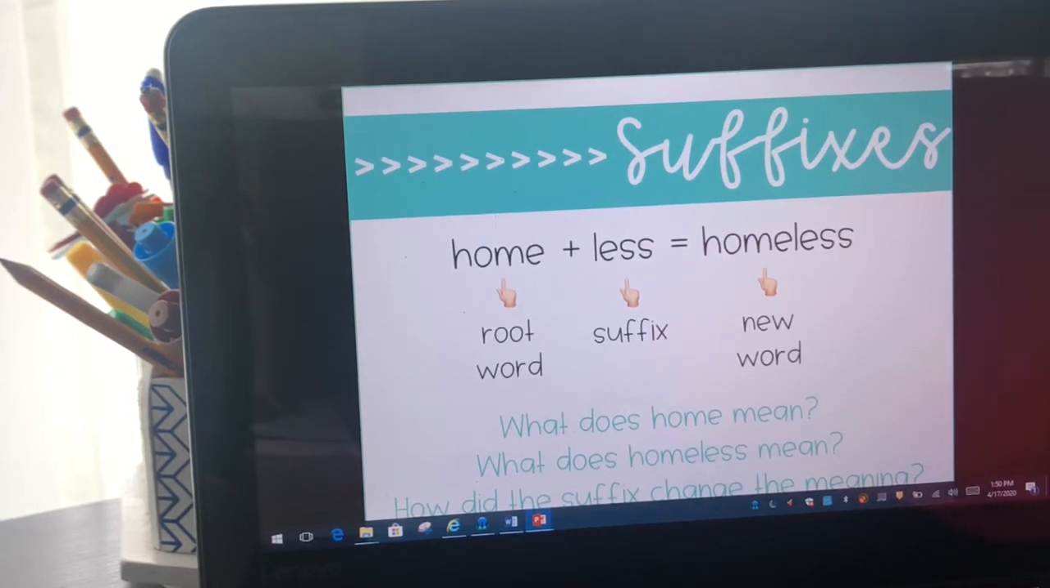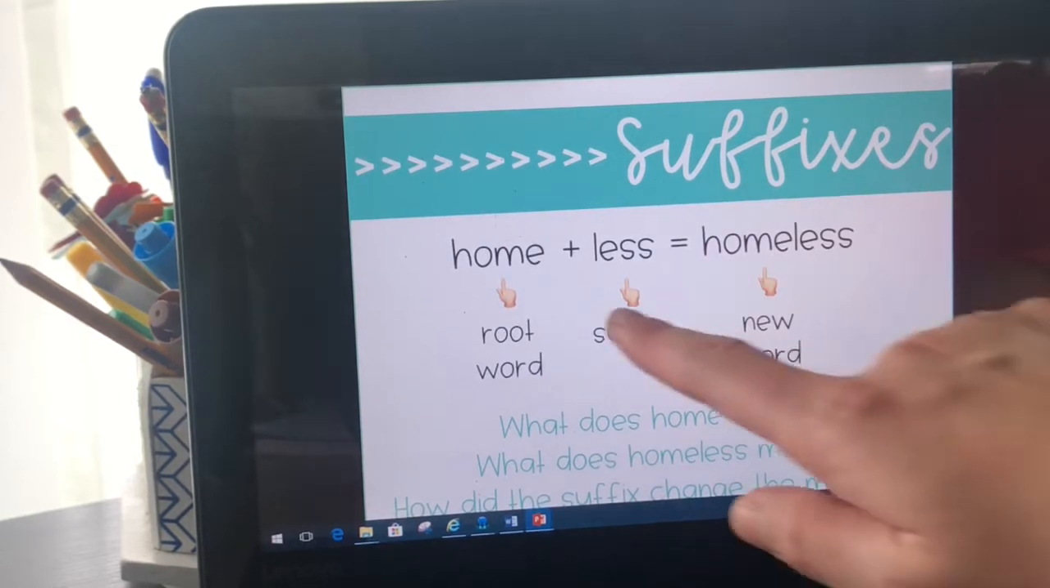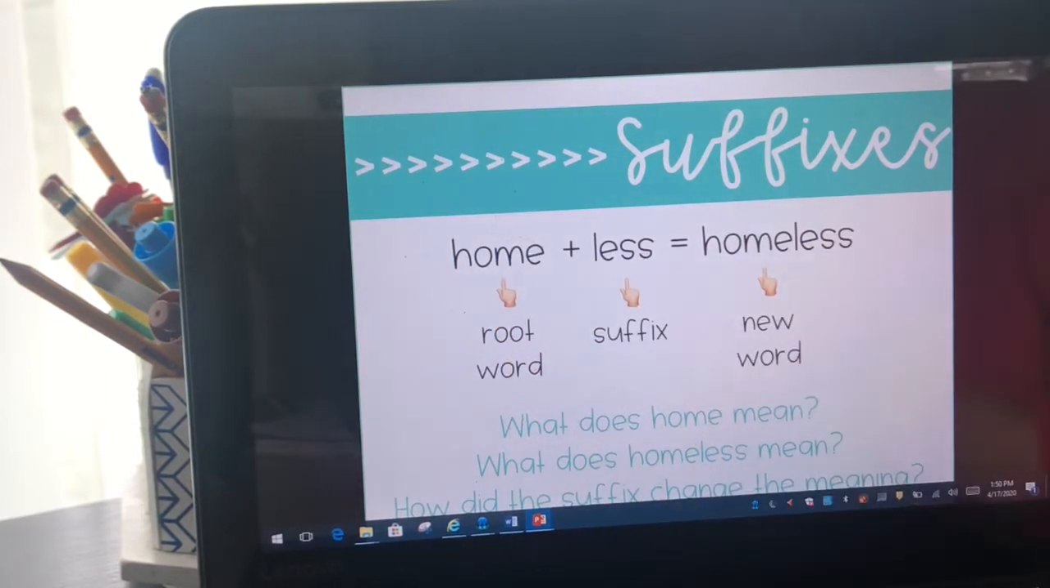Another suffix I want to talk about is less. So if we have the root word home, we add it to the word less, then the new word becomes homeless. Again, what does home mean? What does homeless mean? And then how did that suffix change the meaning?